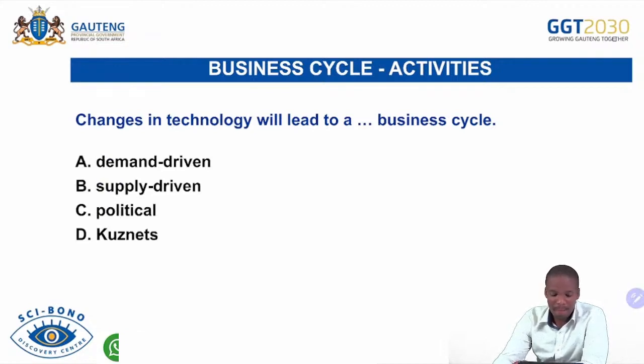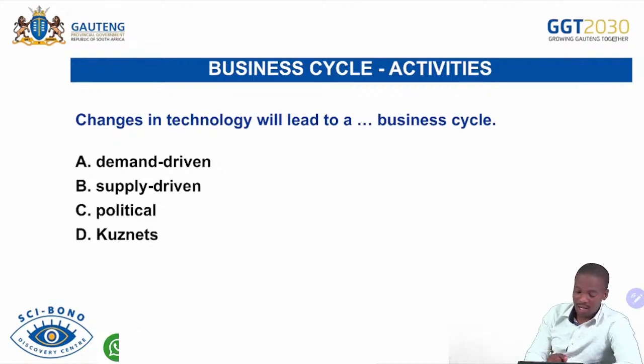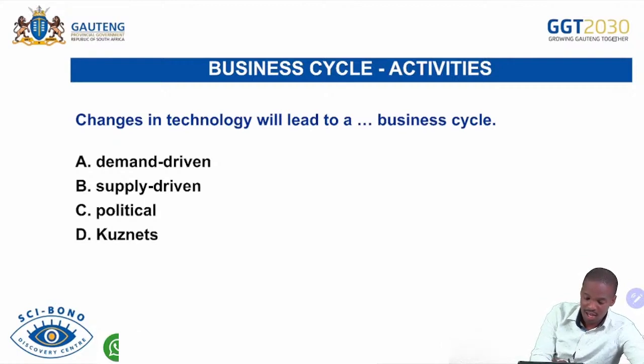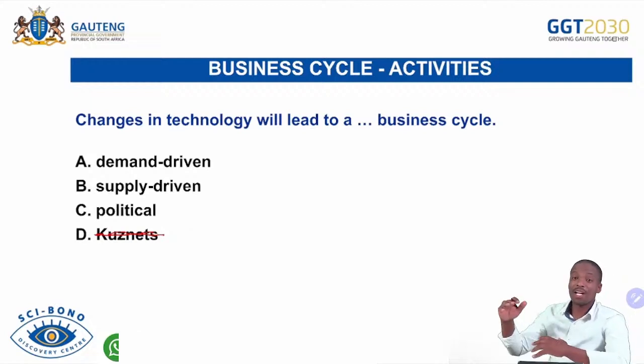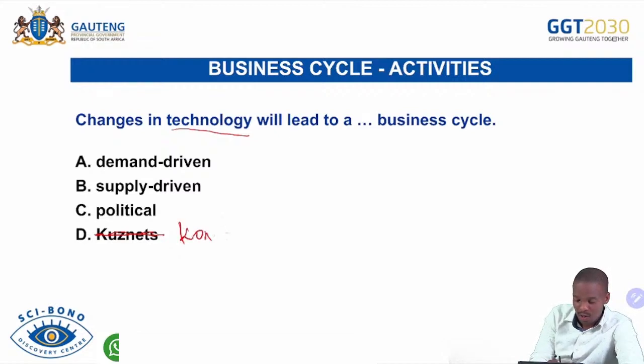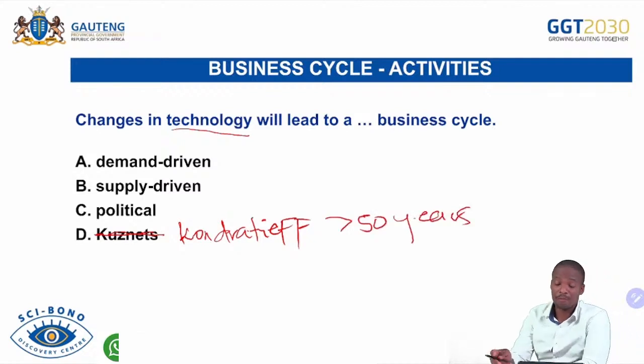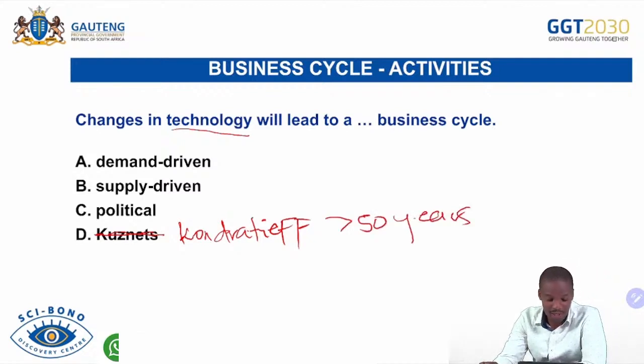Then you've got four options again here: demand driven, supply driven, political driven, and Kuznets. None of these answers are correct here. The correct answer is the one that lasts for more than 50 years, because of the way changes in technology lead to it. So it's very important that you read the questions properly and know your answer. The answer will be the contractive, the one that is more than 50 years, but not the Kuznets one.